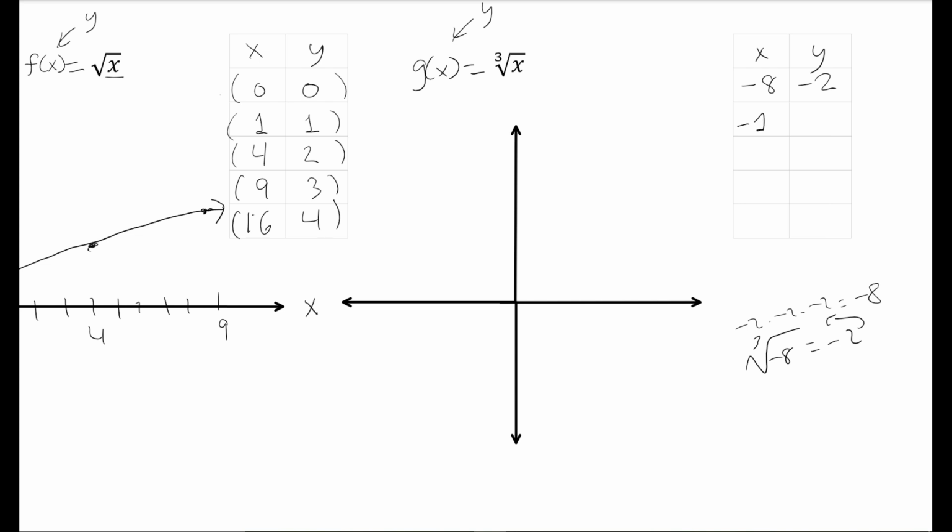Similarly, we can put negative 1. The cube root of negative 1 is negative 1. The cube root of 0 is 0, since 0 times 0 times 0 is 0. The cube root of 1, 1 times 1 times 1, is 1. The cube root of 8 is going to be positive 2, since positive 2 times 2 times 2 is 8. All right, so now we've got our coordinates. We can go ahead and plot those.